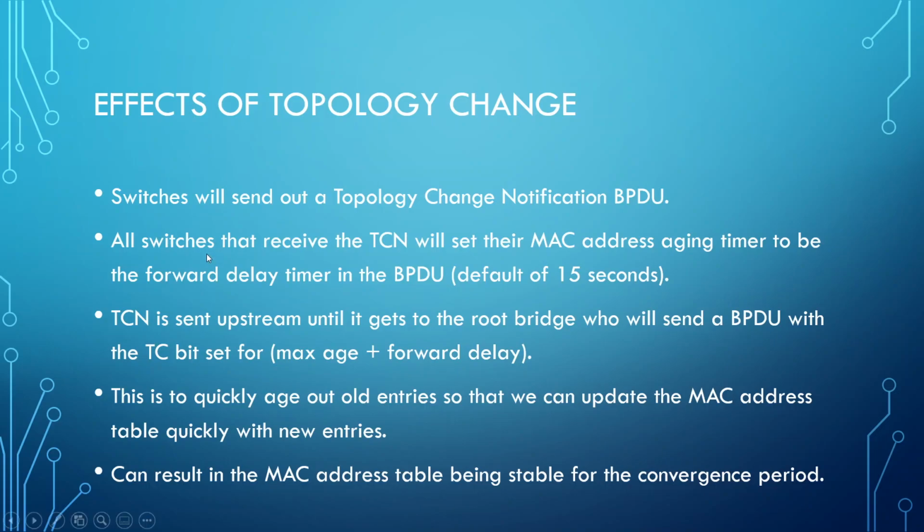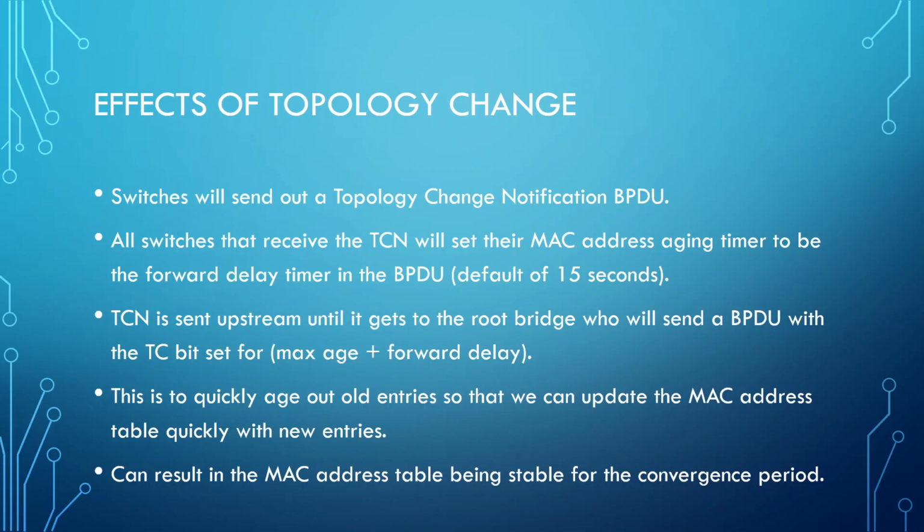But in this case, switches will send out a topology change notification BPDU saying that something has changed in the network. All switches that receive this topology change notification will set the MAC address aging timer to be equal to the forwarding delay timer, because obviously something's changed in the network. We can't keep the same MAC table entries. We have to somehow have a quick way to dispose of those entries and load new entries. And so it sets the MAC aging timer equal to 15 seconds by default. Again, this just depends on the duration of your forward delay timer.